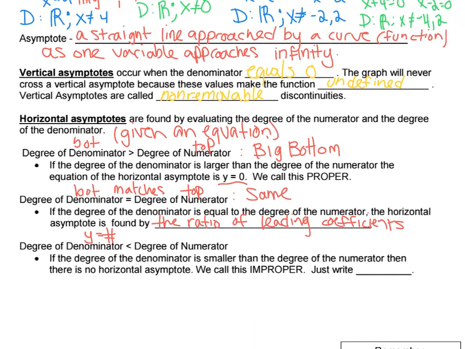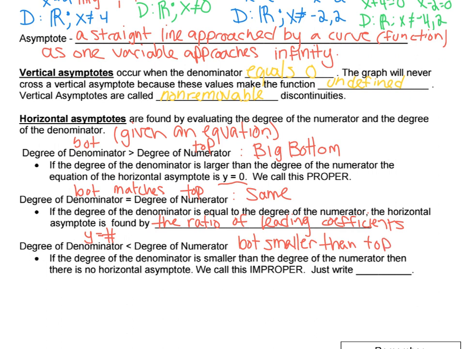But now we have our last option for horizontal asymptotes. Horizontal asymptotes can also have the degree of the denominator be smaller than the top. The degree of the numerator is bigger than the bottom.